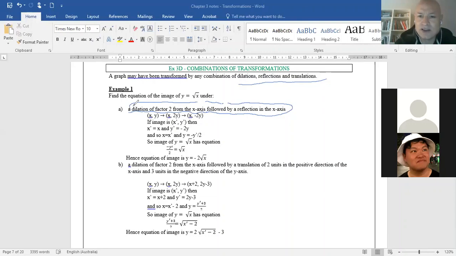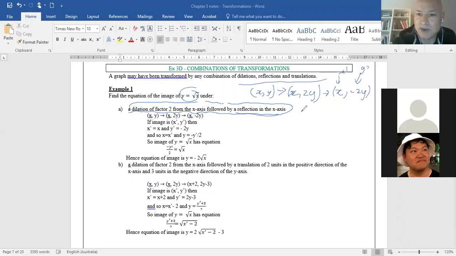Okay, so let's do it one at a time. I know I've got it there, but I'm going to do it again up here. x and y, that's what we're starting off with. The first one has a dilation of factor 2 from the x-axis. Now remember, when we do the dilations, we put it on the y part. So x remains the same, but we get a 2y. But then there's a reflection in the x-axis. Remember, reflection we still put on the y. So the x stays the same, and this becomes a negative 2y. So this is my x dash, my image, and this is my image for my y.